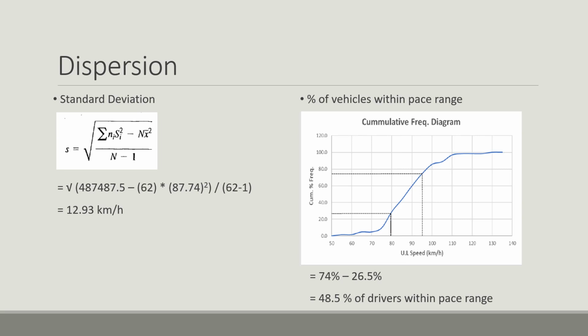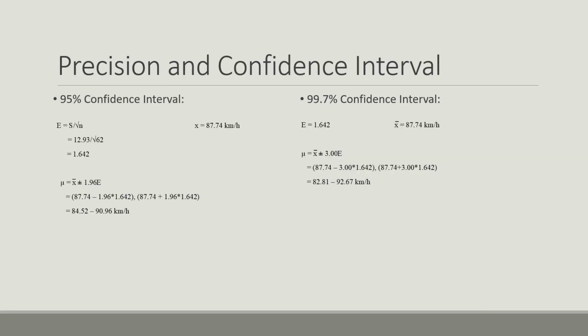In the previous slide, we calculated the base range, so we took the corresponding y-coordinates of these values, and we found the percentages are 74% and 26.5%. So this percentage will be 74 minus 26.5%, and we found that to be 48.5% of the drivers within the base range. After that, we calculate the confidence intervals.